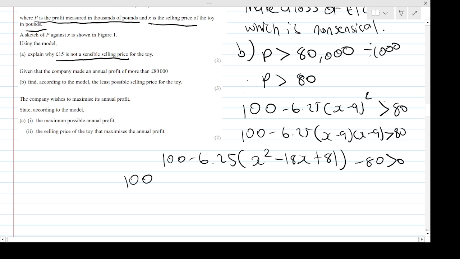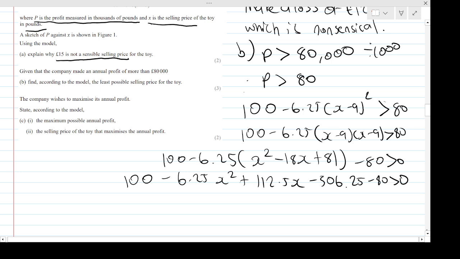So now we can tidy this up. So we're going to have 100 minus 6.25 x squared. So I'm going to expand the bracket. Plus, well, it's going to be 18 times 6.25 to expand it. So we're going to get 112.5x. Then I'm going to do 81 times minus 6.25. So I get minus 506.25. Take away 80 is where the 0.